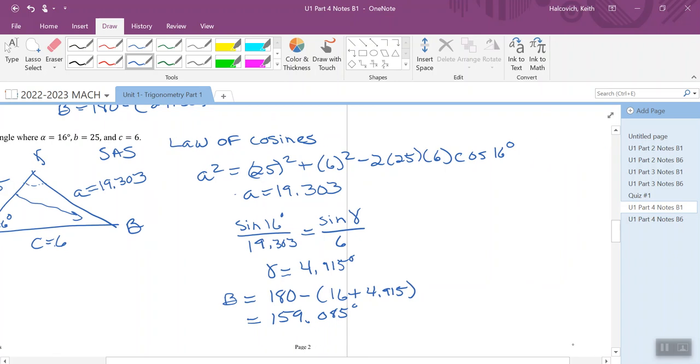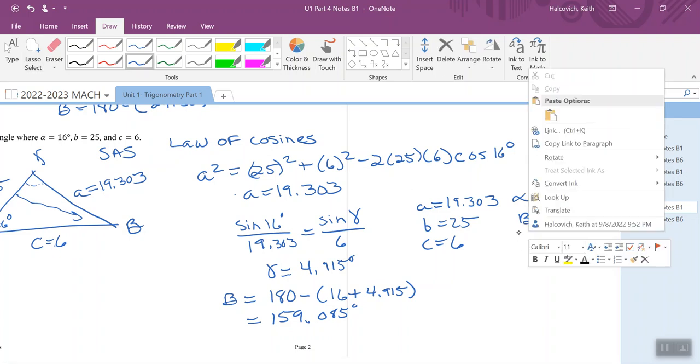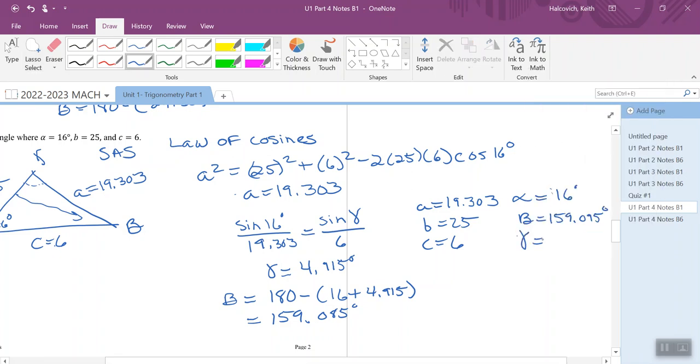So when you make the table here, side A is 19.303, B is 25, C is 6, and then the angles: alpha, which I didn't put first, alpha equals 16 degrees, beta equals 159.095 degrees, and gamma equals 4.915 degrees. So there's your chart.